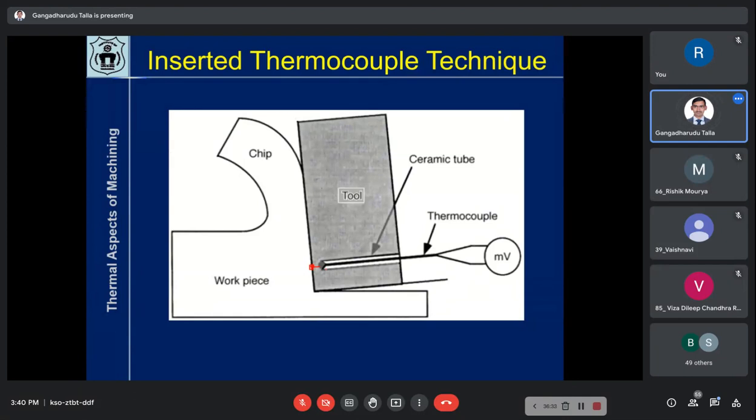Now you know the thermal properties of this cutting tool, and if you know the temperature at this location, what will be the temperature at that location? Based on heat transfer principles, you can estimate the temperature at the surface, if you know the temperature at some depth. Understand? Based on that, you can measure the cutting temperature here, the chip-tool interface temperature.